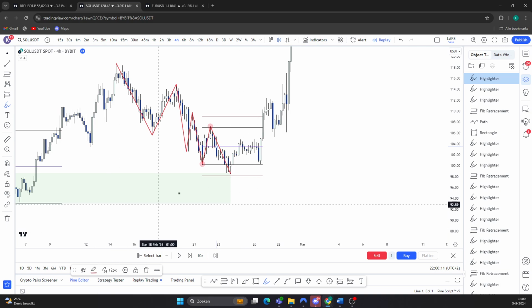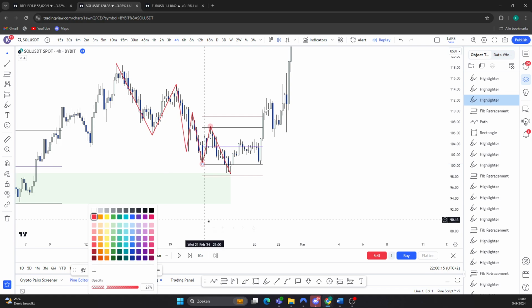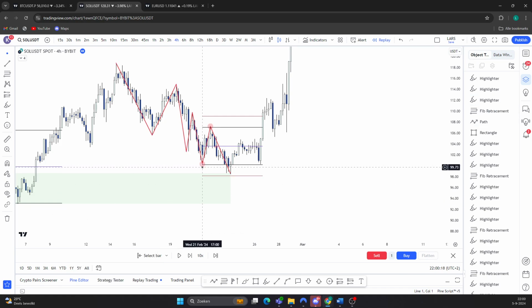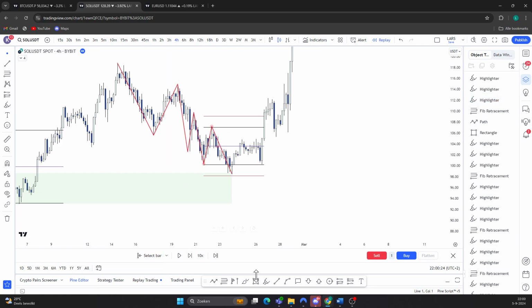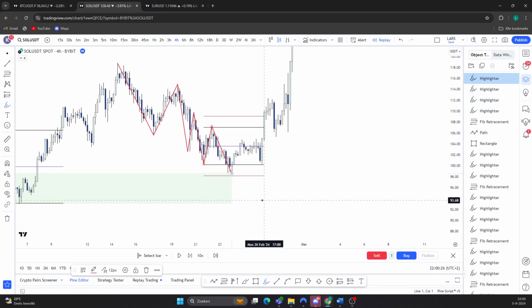Okay, I want to make these dots smaller, by the way. We came back to the equilibrium of the range, confirming the range low, and from there we had that first deviation tapping into demand. Okay, first deviation right here, tapping into demand. So let's get rid of this structure drawing.